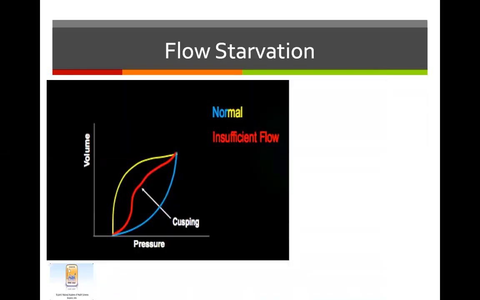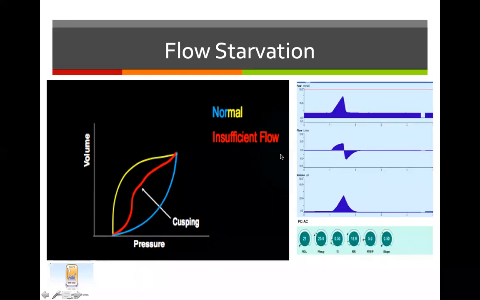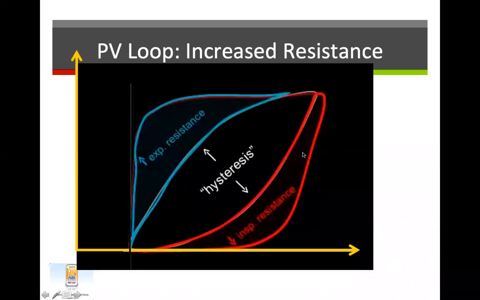And then flow starvation. When you have flow starvation, this will look something like this. Cusping will be there. And as I said, whenever you have flow starvation, the pressure-time scalar graphic would start looking triangular, and the flow scalar graphic would start looking rectangular. That means we have a flow starvation. So these three places we will be looking for flow starvation. Then how do we look at resistance? As I said, inspiratory resistance will be increased if the lower inflection point is going wider. Expiratory resistance would be increased if the upper deflection point is going wider.